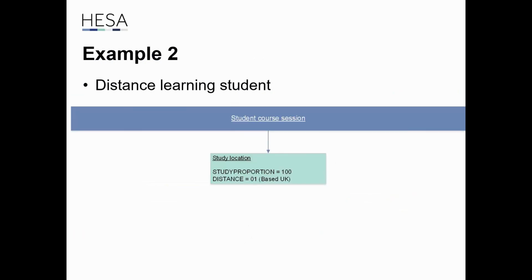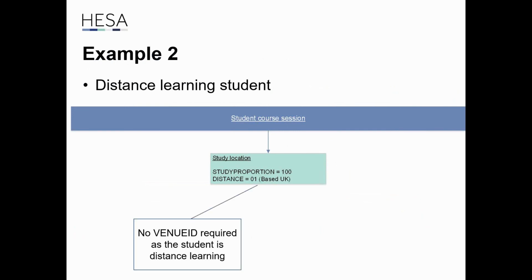Then we've got a distance learning student. So their student core session returned is basically just in the study location entity. You flag that distance is 01, which is the distance learning based in the UK. So you don't need a venue ID because the student is distance learning. You just submit to say that they are distance learning, and so that's all we need to know.